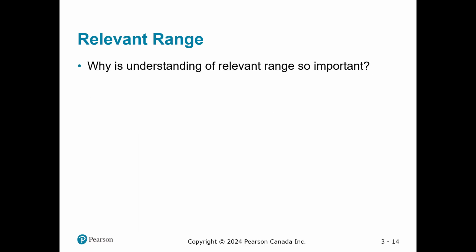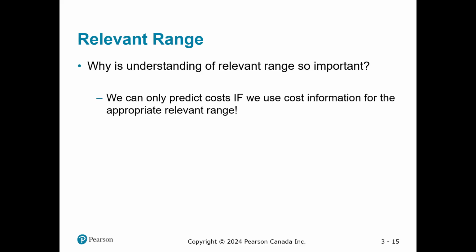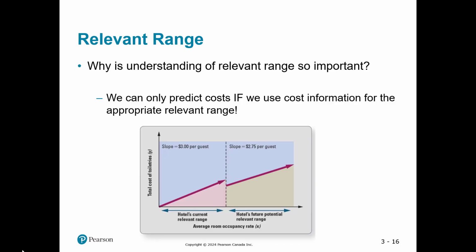Why is it so important to understand the relevant range? That's because we can only predict costs if we use cost information from the appropriate relevant range. If we use $2.75 per guest when we actually don't buy enough to get that volume discount, our predictions and our cost formula will result in totally incorrect answers. So knowing the cost information for the correct relevant range is really critical to making good predictions with the appropriate cost formula.